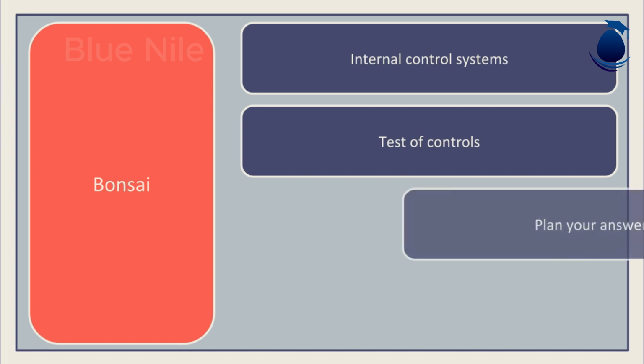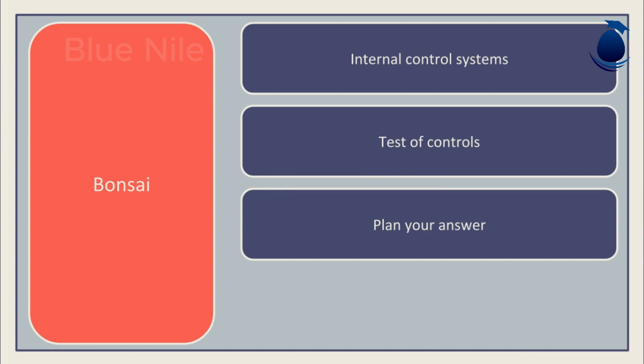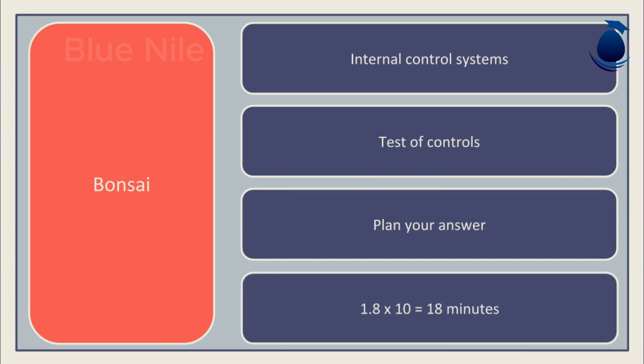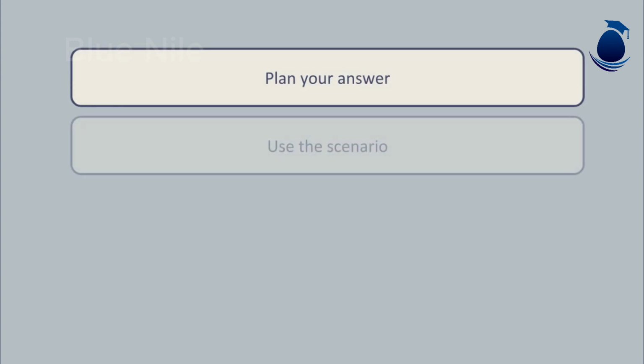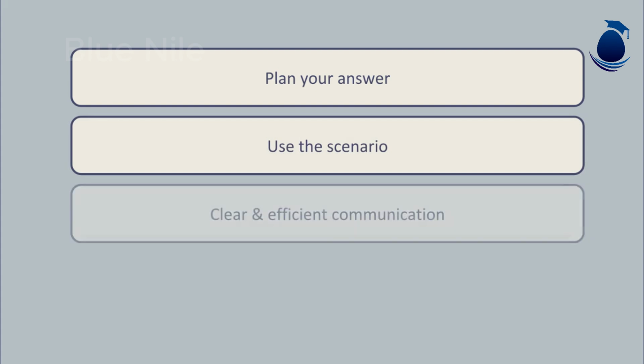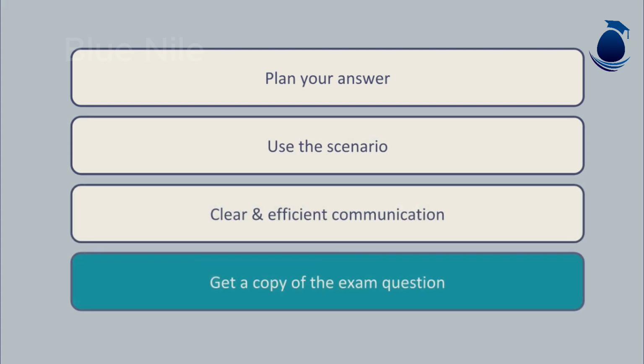Remember, when planning your answers in the exam, to allocate 1.8 minutes for every mark. This question should take you no more than 18 minutes. To successfully complete this question, you will need to plan your answer, taking care with the time allocated to each part of the question. Use the scenario where needed, and have clear and efficient communication. It may be worth pausing the video at this point and printing off the exam question. That way you can follow the scenario as we talk through it.